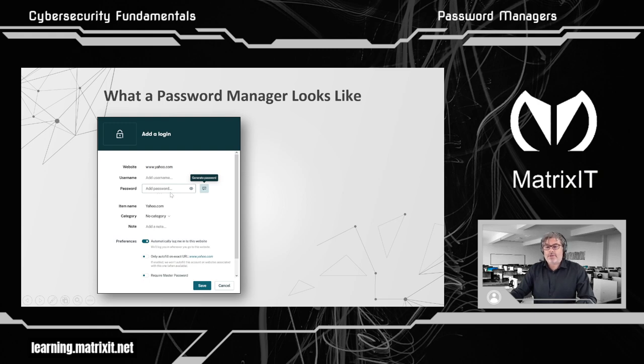Now you can put any password you want in here. Okay, you don't have to remember it. But there's a generate password button right here to the side. I'm going to show you what that does in a minute. This will just say no category. Now the preference, automatically log me into this website, is right here. And again, if you can't read it, that's what it says. Automatically log me into this website. It's turned on.